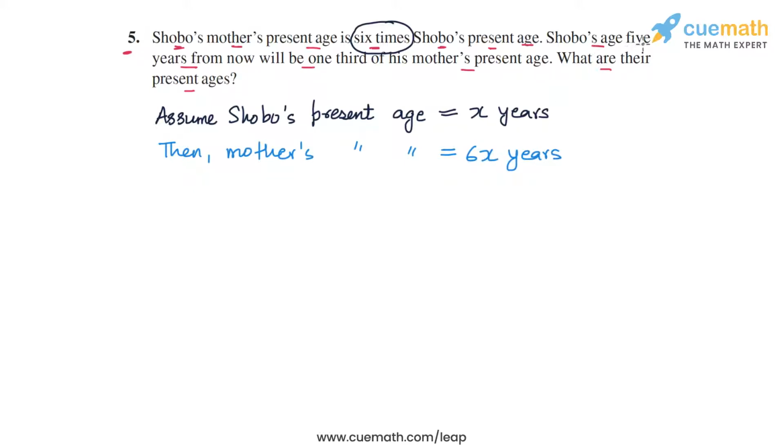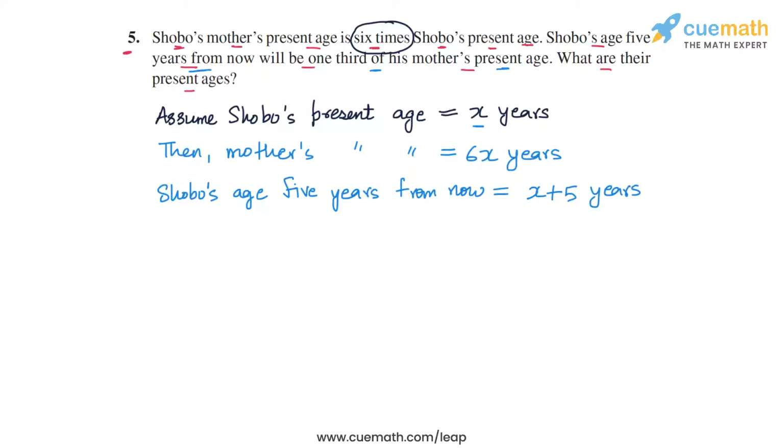Alright, now Shobo's age 5 years from now will be 1/3 of his mother's present age. So what will be Shobo's age 5 years from now? Shobo's age 5 years later will be the present age plus 5. His present age is X, and then you add 5 years to that. So X plus 5 years.